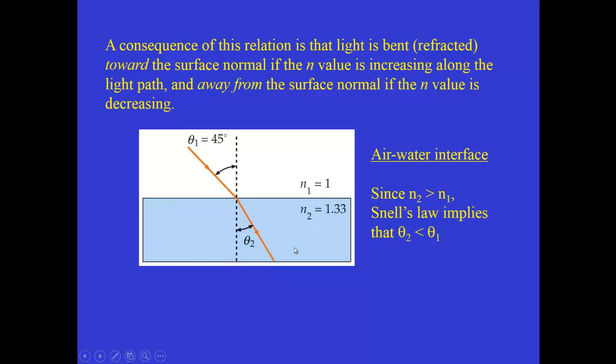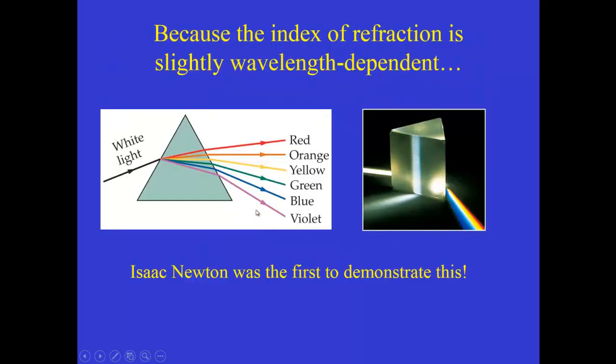And the same kind of thing happens in reverse. If the light were to come originally from inside the medium n2 and travel towards that interface, it would be bent away from the surface normal. So this path, if you just reverse the direction of the arrows, would also hold true in reverse.